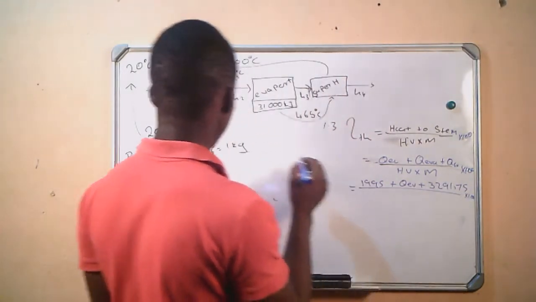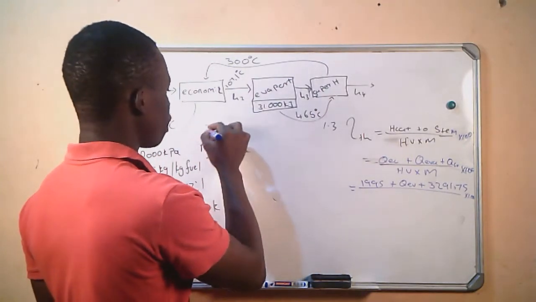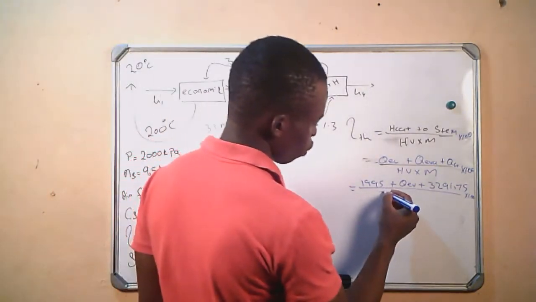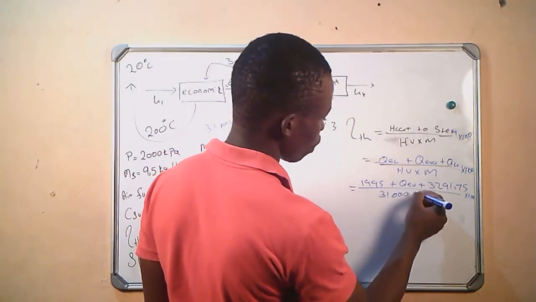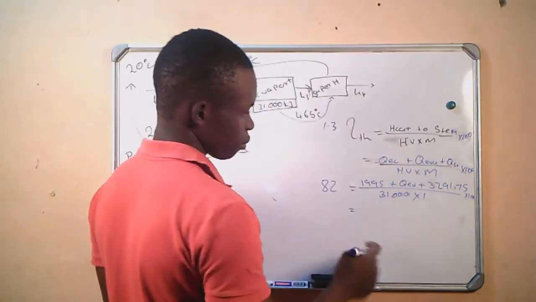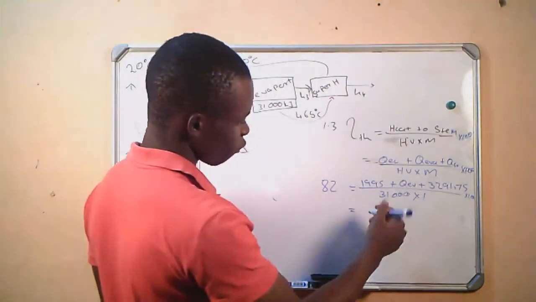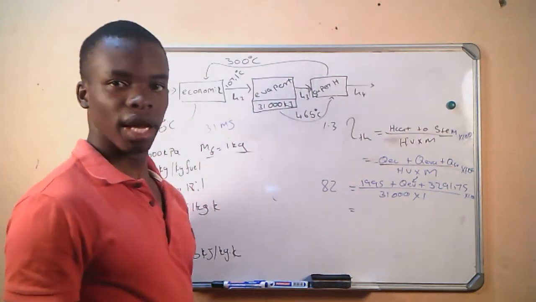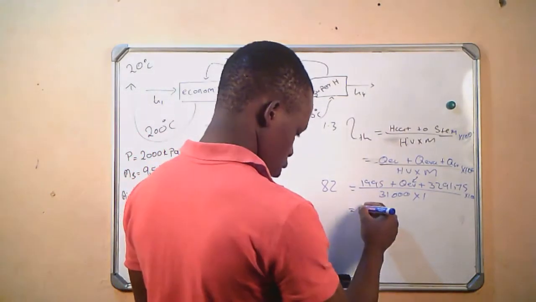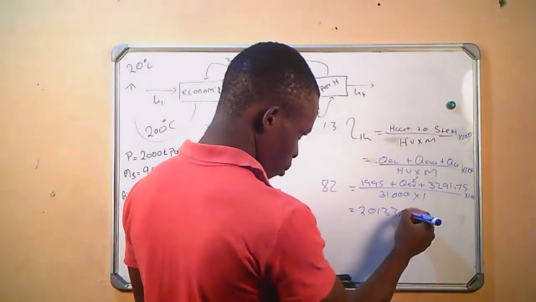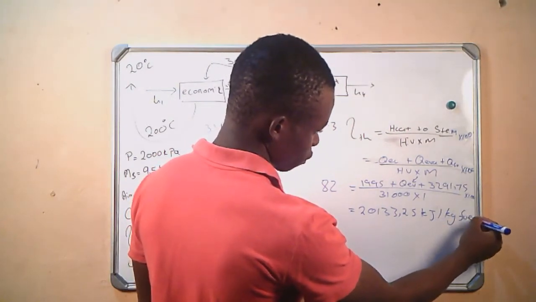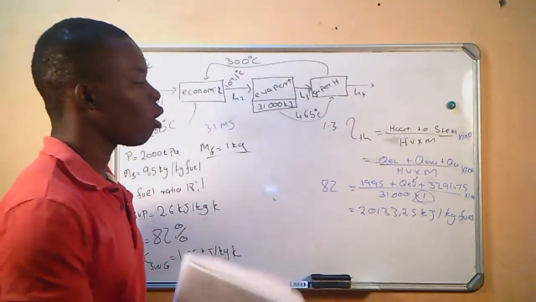Heat value, we are given our heat value as 31 megajoules. I've converted it to kilojoules, which will be 31000, and the mass of fuel, we already know it's 1. The thermal efficiency is 82. And we solve for this equation, since what we are looking for is the only unknown in this equation, and we get it as 20133.25 kilojoules per kg of fuel, since we are using 1 kg of fuel.